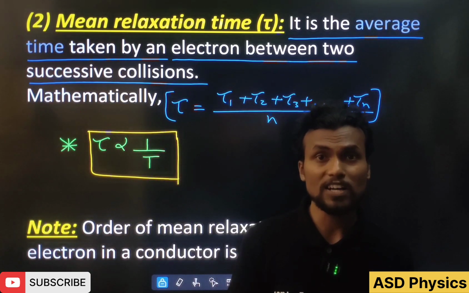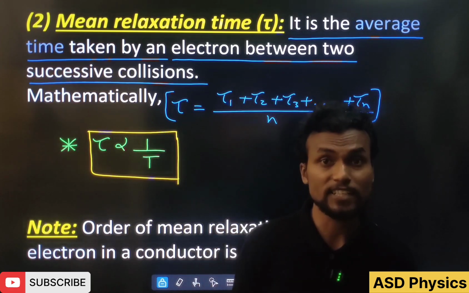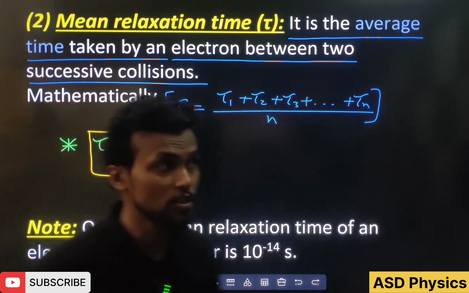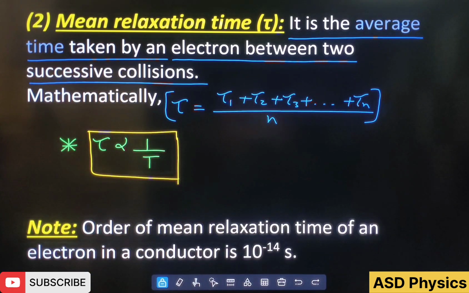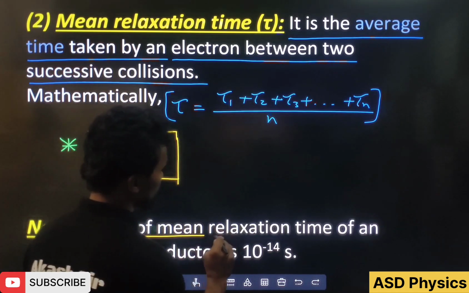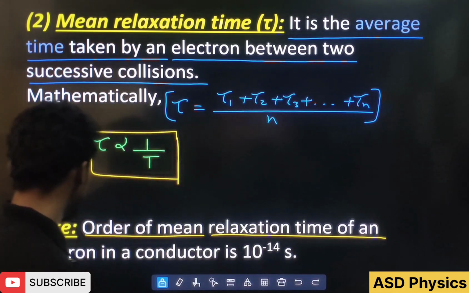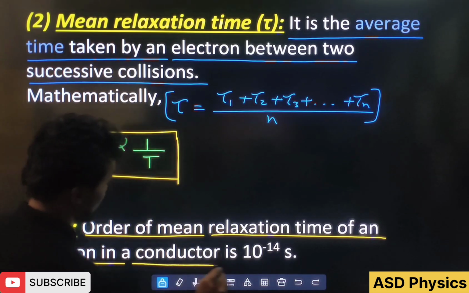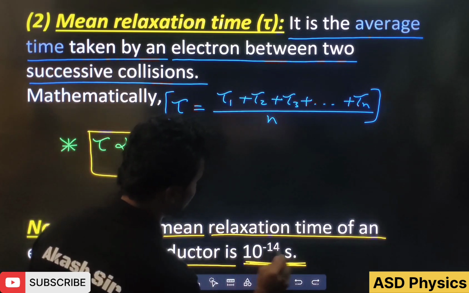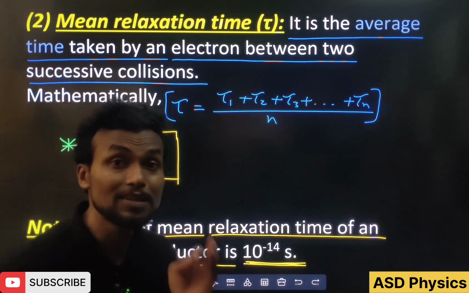So when they move fast, the relaxation time will decrease. That's why this is inversely proportional to the temperature. Kindly remember that very well. Now, the order of mean relaxation time of an electron in a conductor is how much? 10 to the power minus 14 seconds. Remember the value, they may ask in the exam.